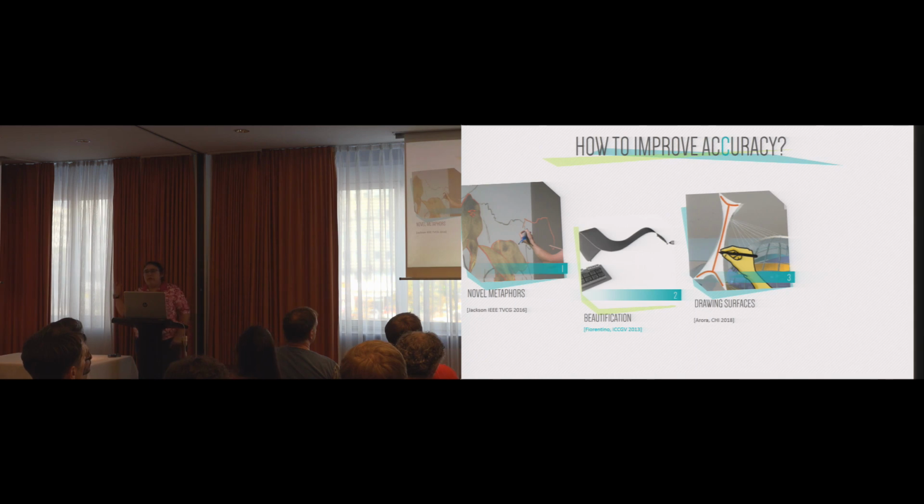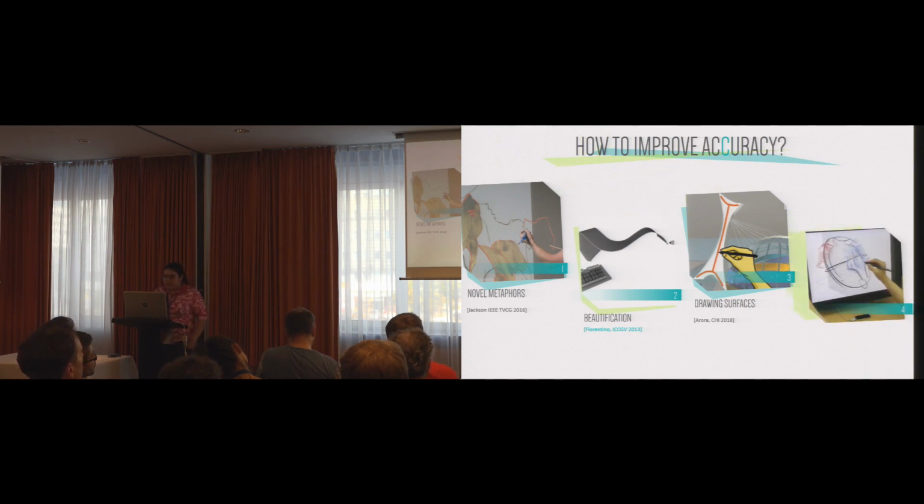Another one is to use drawing surfaces. Those can be real drawing surfaces or virtual drawing surfaces, and there are also many ways to create those surfaces. The example I'm showing is from Aurora at CHI this year, where they create a surface and users can draw on top of that surface. And finally, give users a physical surface where they can draw.